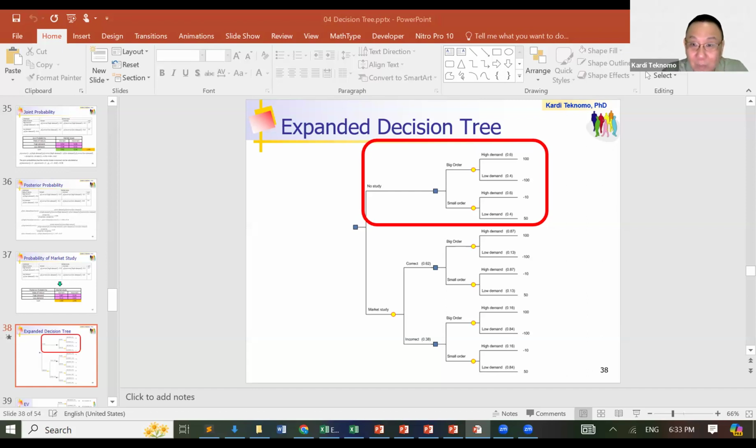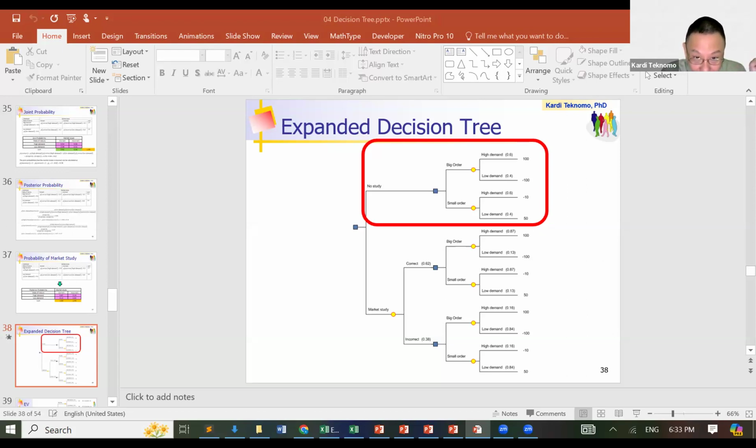Earlier, this is what you have. Okay, this is what you have earlier, with no study. Then now you have two decision points here. The first decision point is whether you take a market study or not. And then if you conduct a market study, there is a chance the market study is correct or incorrect.